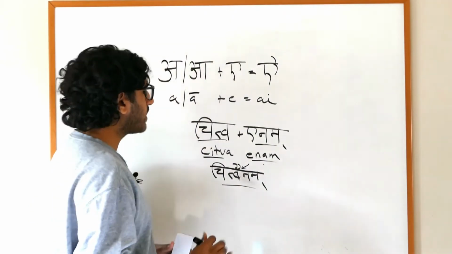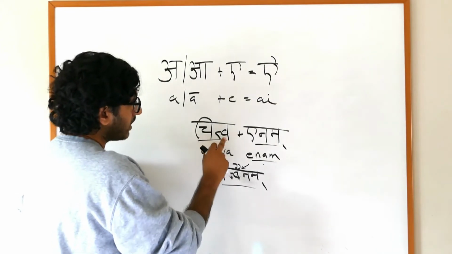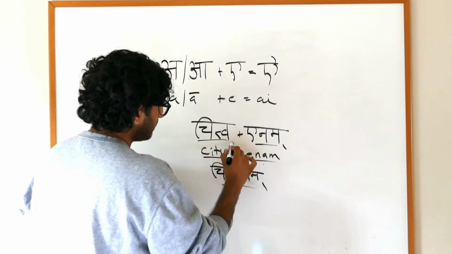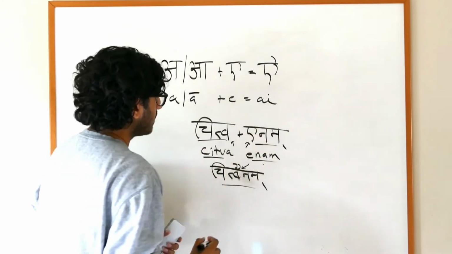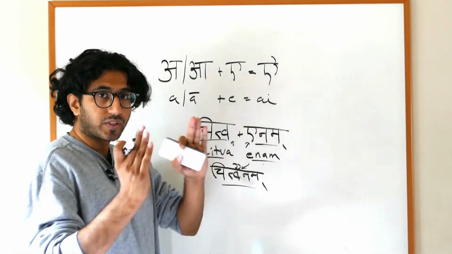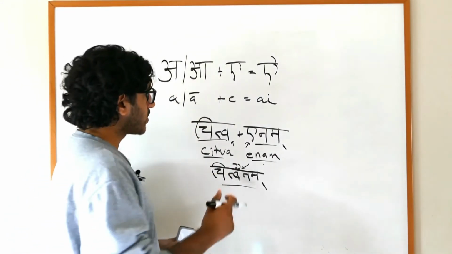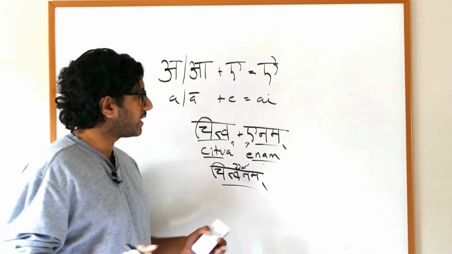Now, what exactly is happening here? Remember, this vowel here and this vowel here, they get removed. Really, when they're getting removed, they're getting combined. So there's no removal of this because it's already not there.